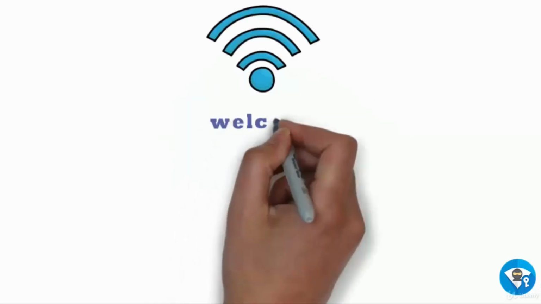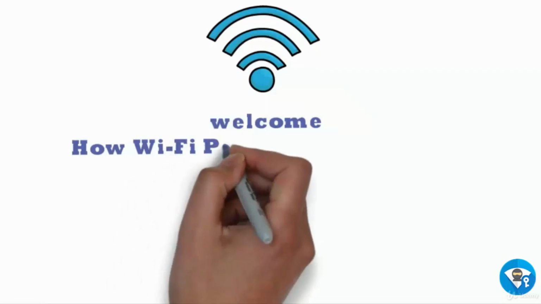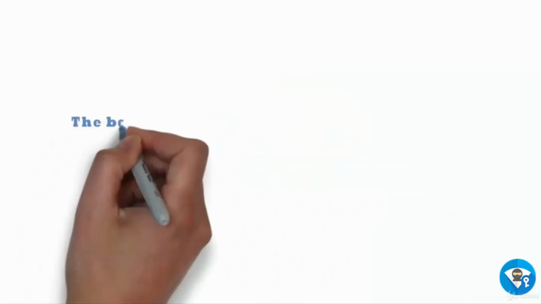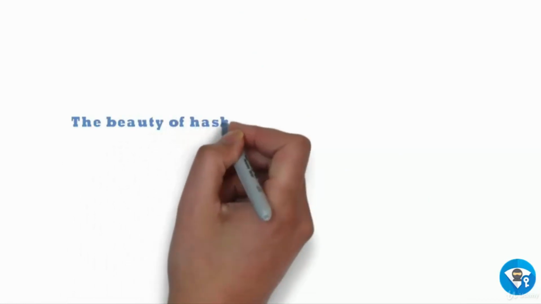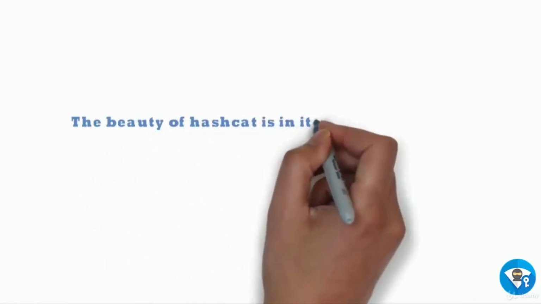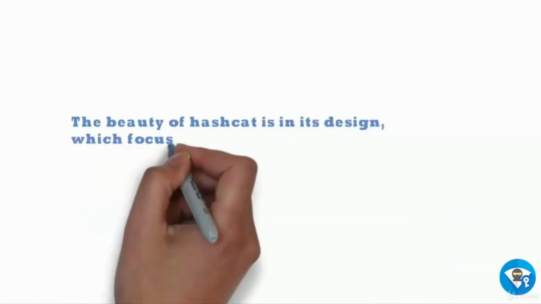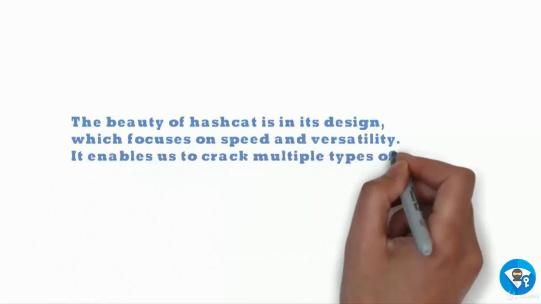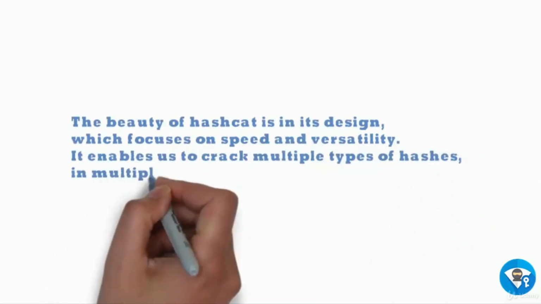Hello guys, welcome to this video. We are going to learn how a Wi-Fi password is cracked by using the Hashcat tool. The beauty of Hashcat is in its design, which focuses on speed and versatility. It enables us to crack multiple types of hashes in multiple ways very fast.